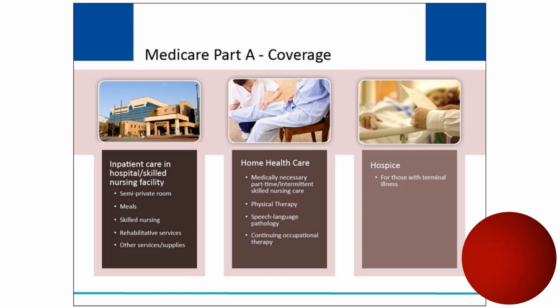Medicare Part A coverage. Medicare Part A covers inpatient care received in a hospital or skilled nursing facility. This includes a semi-private room, meals, skilled nursing and rehabilitative services, and other services and supplies needed. Home health care services are covered by Medicare Part A. Covered home health care services include medically necessary part-time or intermittent skilled nursing care, physical therapy, speech-language pathology, and continuing occupational therapy. Hospice care benefits are available under Medicare Part A for people with a terminal illness who are expected to live 6 months or less. All Medicare-eligible individuals are automatically enrolled in Part A.